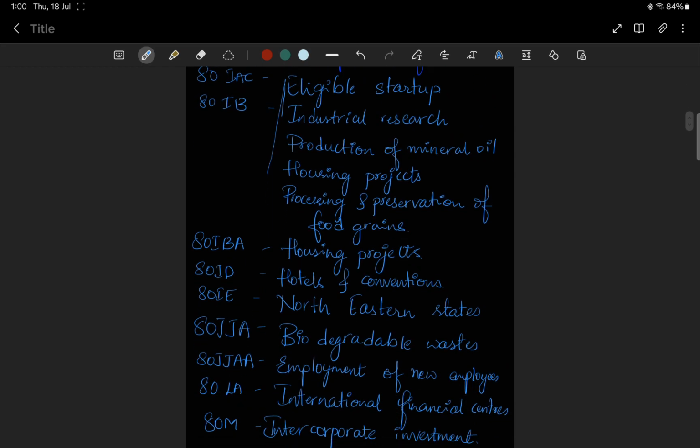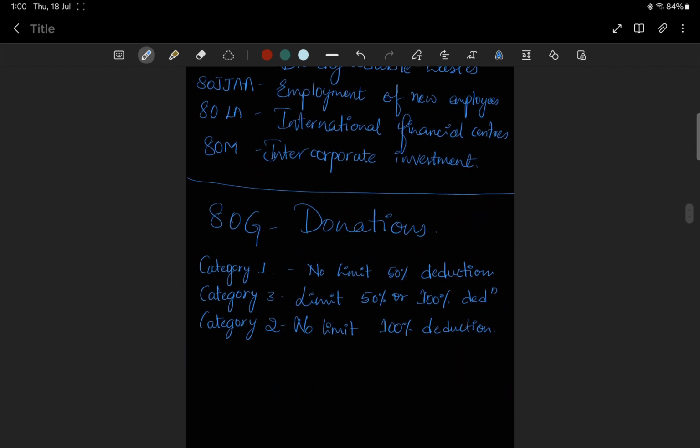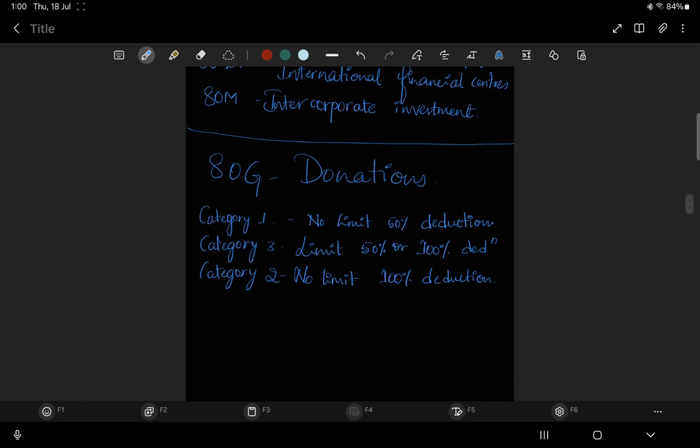Other than that, the other thing that you have to remember in this chapter is section 80G deductions, that is your donations. In section 80G, there is category 1 of donations, where whatever amount I have donated, there is no limit for it. That means they are not bothered about whether I am getting profit or loss. If I have donated some amount, 50% of such amount will be given as deduction.